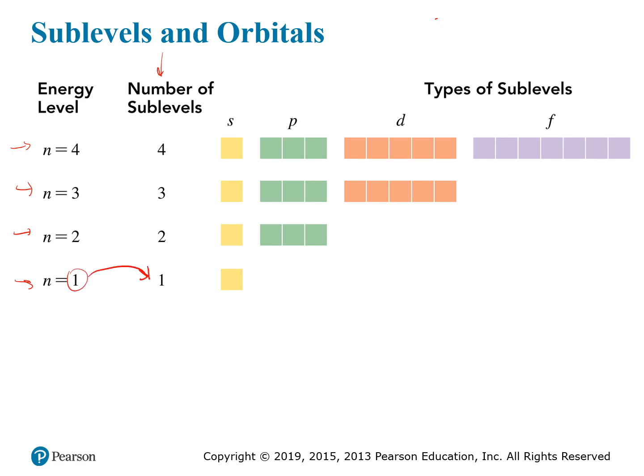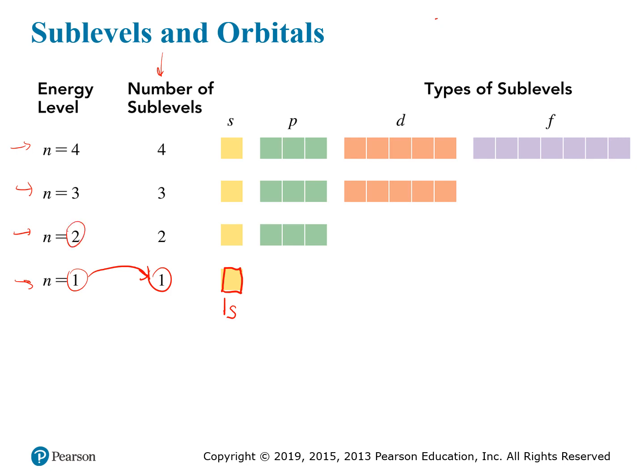So for n equals 1, you just have 1 sublevel. And for each sublevel, you always start with S, and then P, and then D, and then F. So if there's only 1 sublevel in an energy level, it must be an S sublevel. This is n equals 1, and it's sublevel S. So we can think of it as a 1s sublevel. This box is the orbital, because an S sublevel is always 1 single orbital. So it's 1 box.